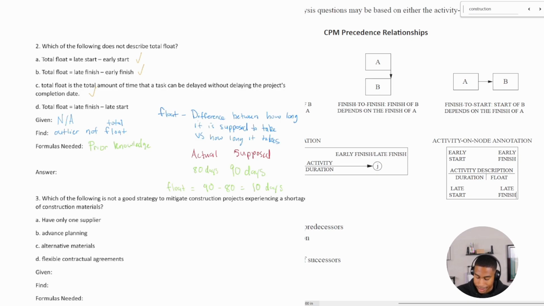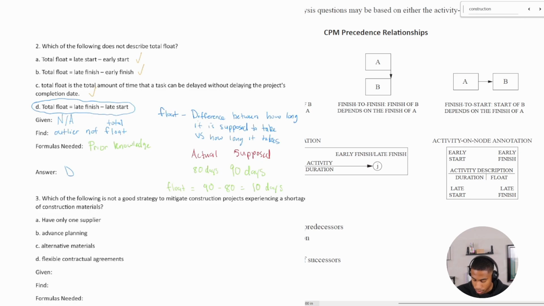So total float equals late finish minus late start. That is going to be our answer because it does not describe total float. There's no room for error. So this one, D, is our answer, right? If you're starting late and you're finishing late on everything, you don't have any wiggle room. You don't have any float. So D.